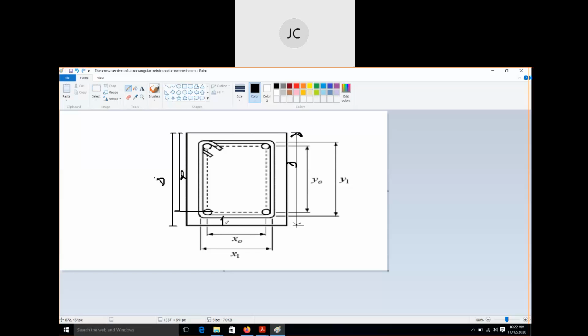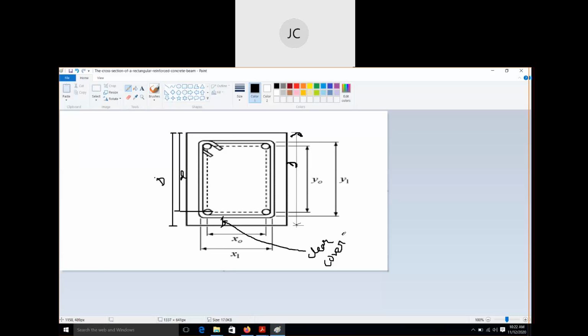This portion, can you tell me what is this? This length is called what? This is our clear cover. Okay, so clear cover. From the surface of the reinforcement to the surface of the concrete, this length is our clear cover.